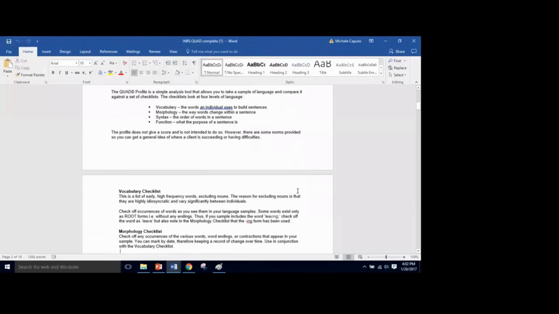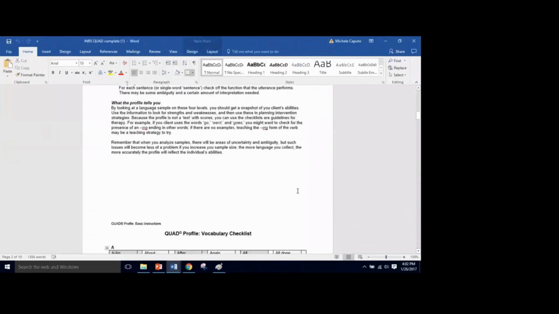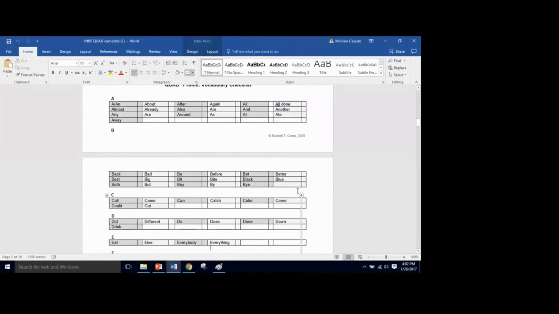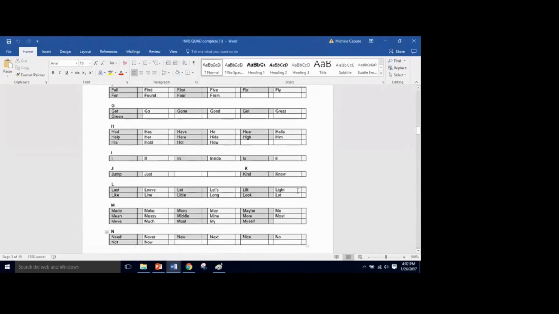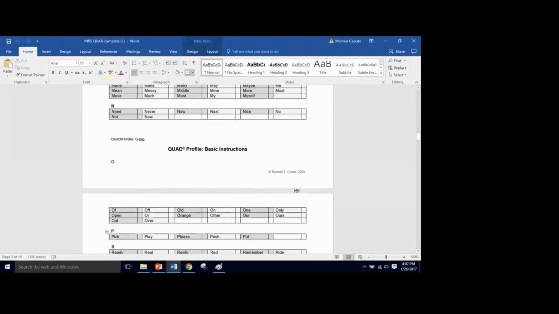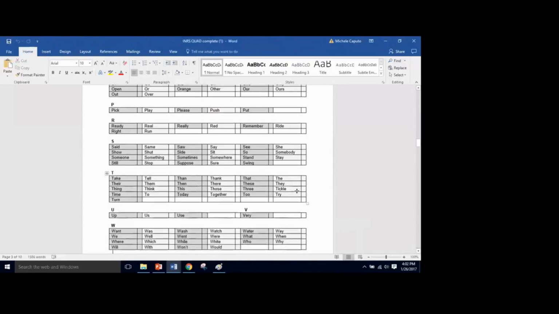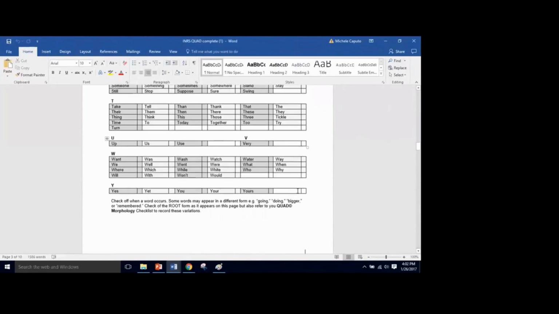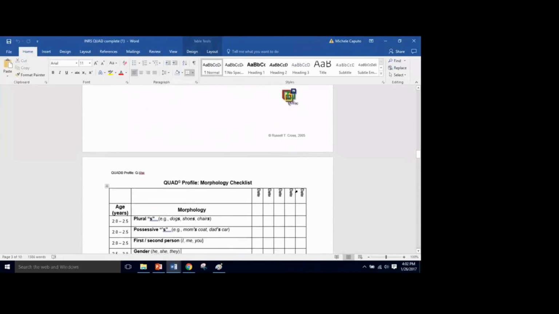So the quad means four, and it's written by Russell Cross, who's the resident wordsmith at Prunky Rummick. The four sections that he covers are vocabulary, morphology, syntax, and function. In vocabulary, you're going to get another list of core vocabulary. This is alphabetical, so it's not in order of when you would teach it. I prefer the other ones in terms of the list of words. This is a nice list, but I like the order of introduction. It's a better format for me.